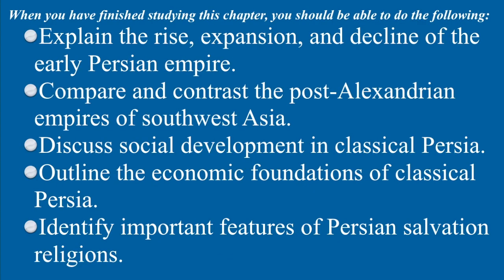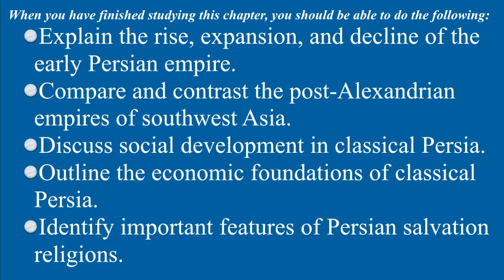When you finish studying this chapter, you should be able to do the following. Explain the rise, expansion, and decline of the early Persian Empire. How did it start? Where did it grow? What ended up happening at the end? Compare and contrast the post-Alexandrian empires of Southwest Asia. How did the arrival of Alexander the Great change the empires of Southwest Asia? What did his influence do? How, for example, did one of the empires we study come about as a direct result of some of his actions, specifically him dying?